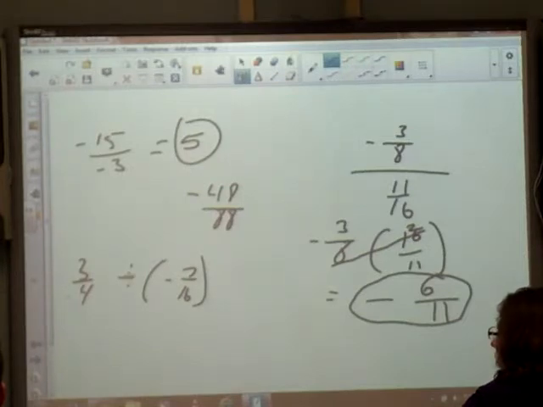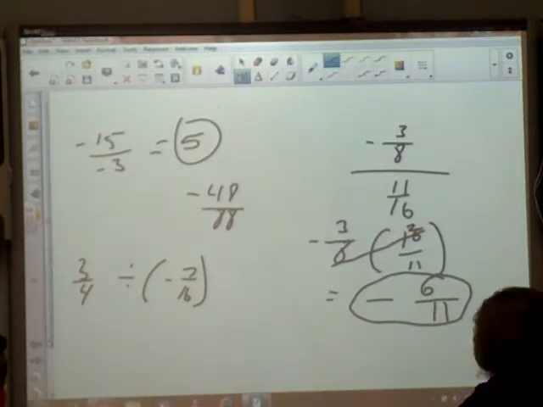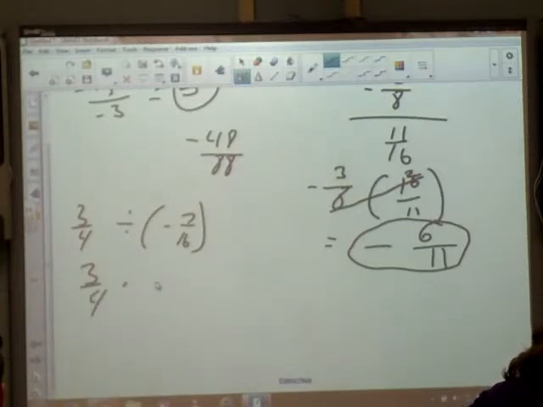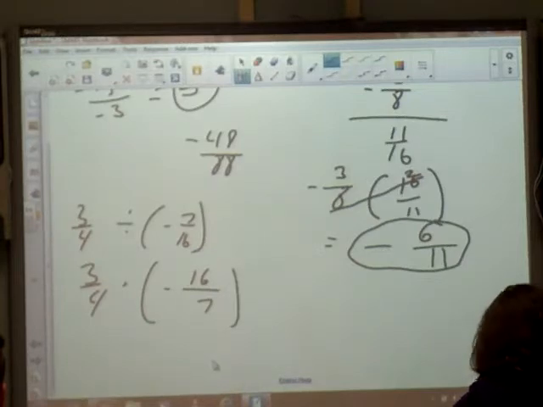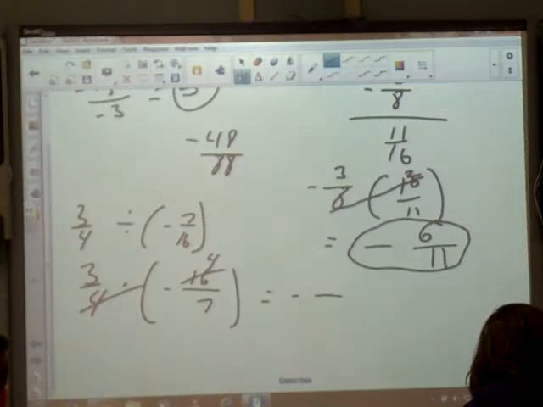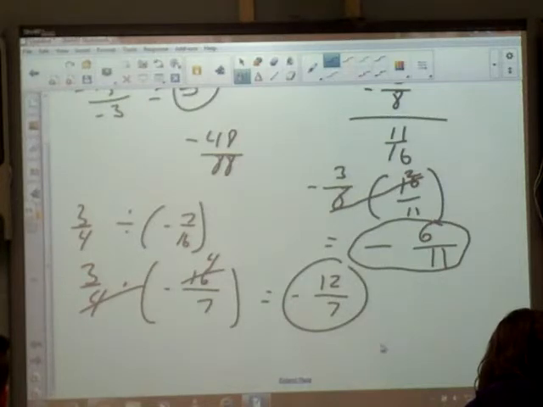All right, so the last one's written out. Same thing. We're going to change this to multiply. And we're going to take the reciprocal. So I've got 3/4 times negative 16/7. Is my answer going to be a positive or a negative? Negative, good. 16 over 4 is the same as 4. So I've got negative 3 times 4 on the top, 7 times 1 on the bottom.